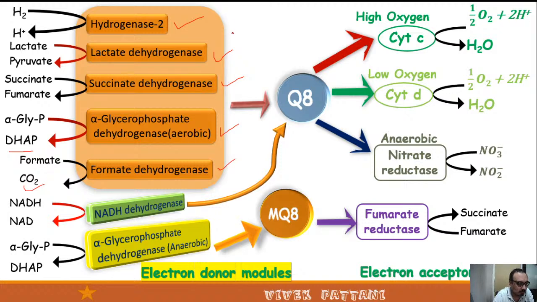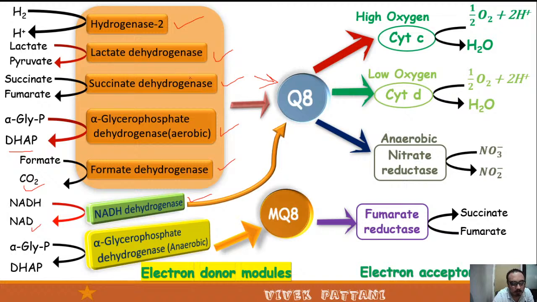Now these electrons will be transferred to Q8. What is Q8? It is a ubiquinone. And one more dehydrogenase is the NADH dehydrogenase. Under aerobic conditions, or maybe anaerobic conditions also, NADH will be converted into NAD.